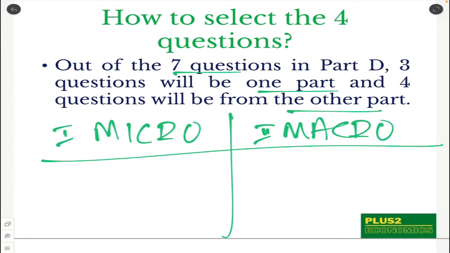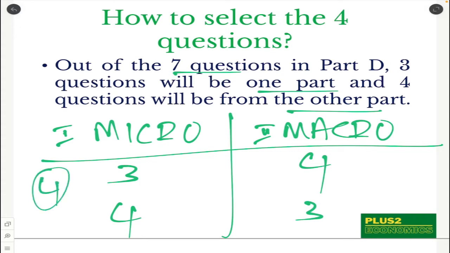So when we go through the model question paper, we understand that if there are 3 questions from microeconomics, there will be 4 questions from macroeconomics, or vice versa. If there are 4 questions from microeconomics, there will be 3 questions from macroeconomics. So we need to answer in total 4. So this is what we are supposed to do.